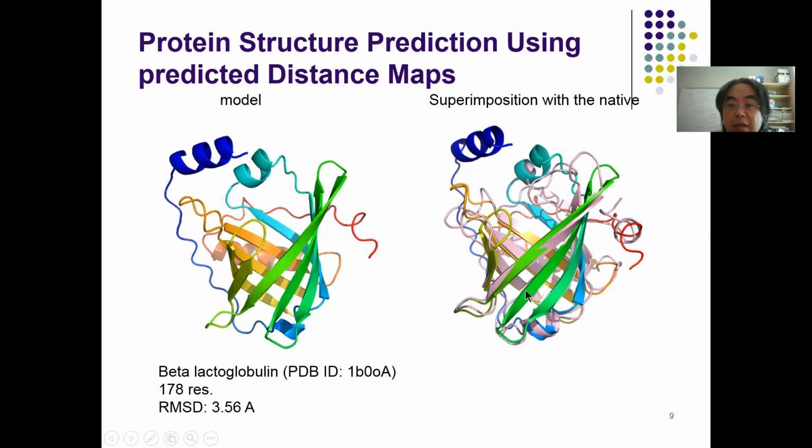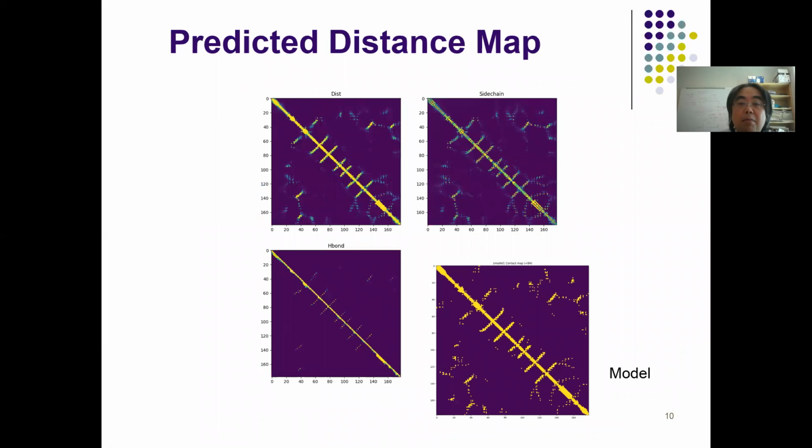And this is done again by deep learning. By deep learning, we predicted distance map of amino acid residue pairs. So this is a recent very exciting work. Now we can predict which residue pairs are interacting, or actually the distance between residue pairs, from amino acid sequence only by deep learning.